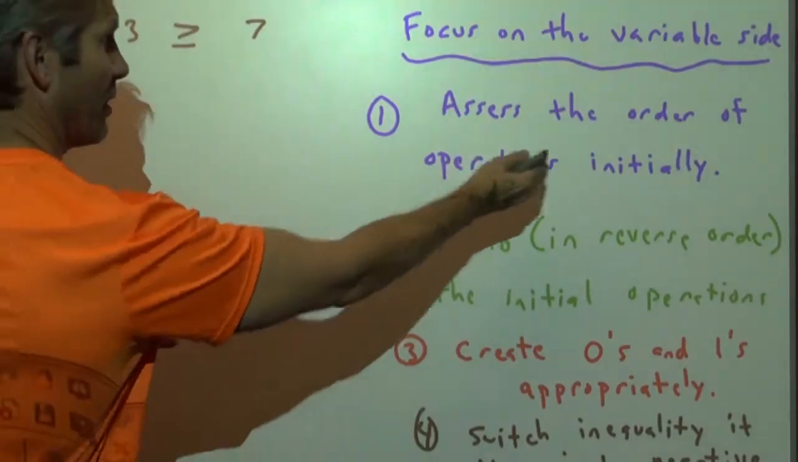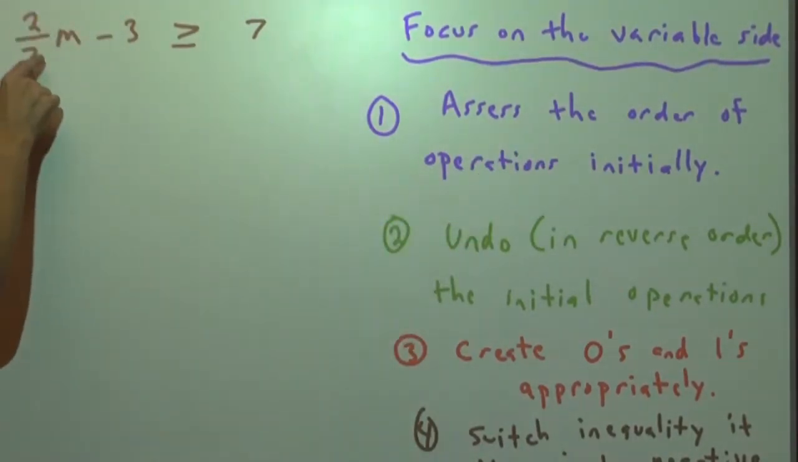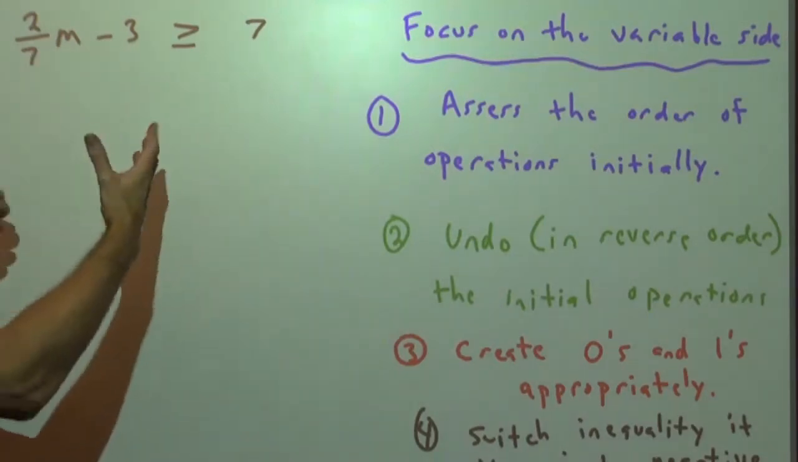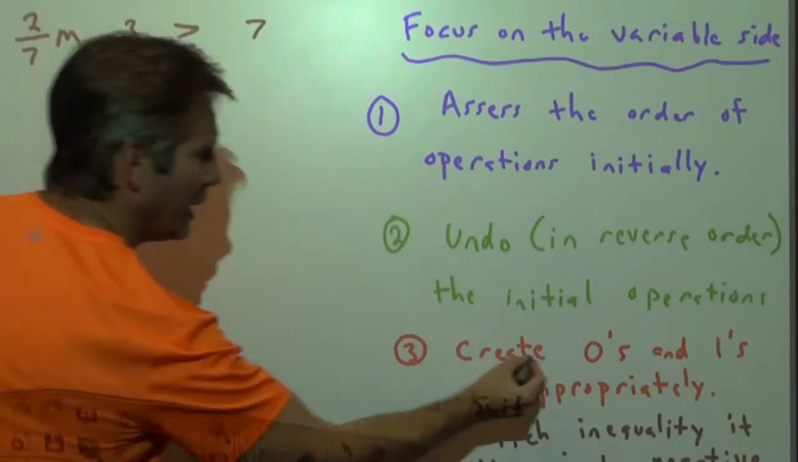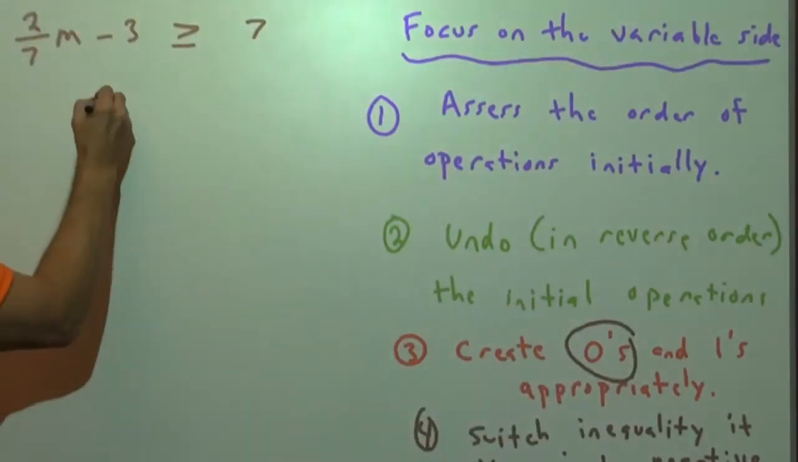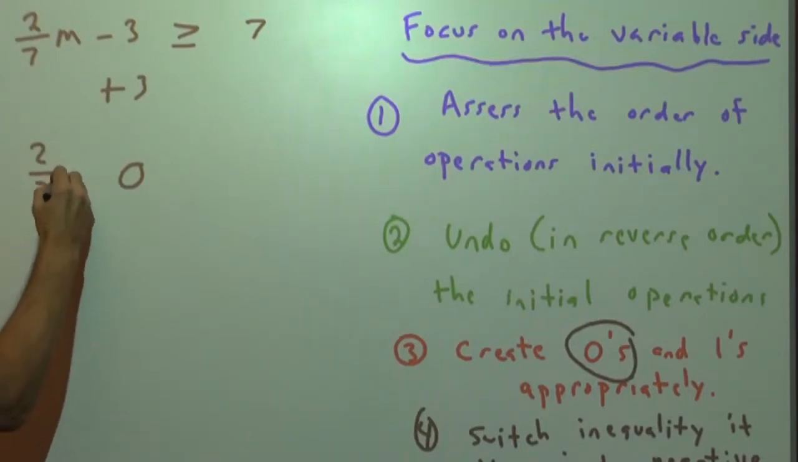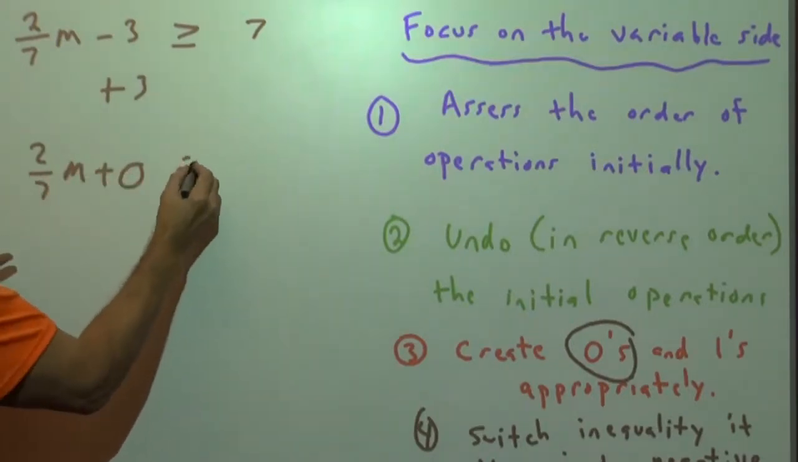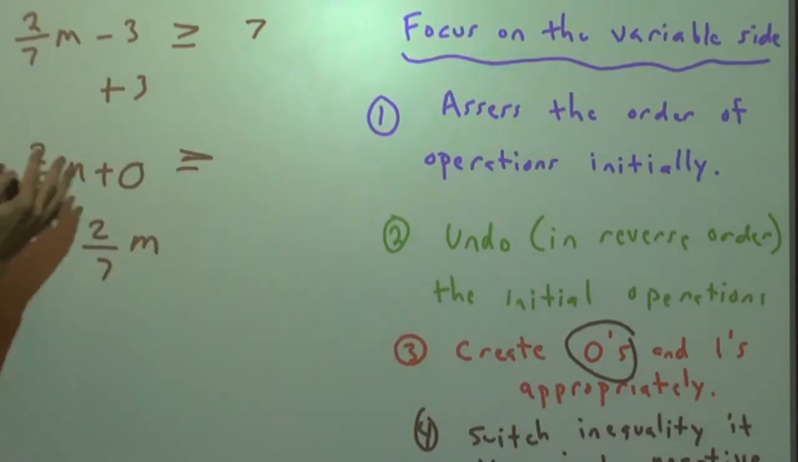We assess the order of operations on the variable side. We multiply the number by something and then we subtract it. So we undo that. We go reverse order. Take care of the number that was subtracted by 3. We need to create a 0. So we'll add 3 because that will give us 0. And 0 plus the 2/7 m is just going to give us 2/7 m on the left side. That's why we do it.